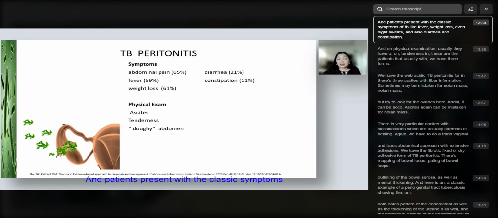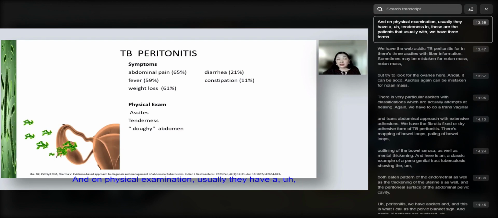Patients present with the classic symptoms of TB, like fever, weight loss, even night sweats, and also diarrhea and constipation. On physical examination, usually they have ascites and tenderness, and these are the patients that usually present with a doughy abdomen. We have three forms.